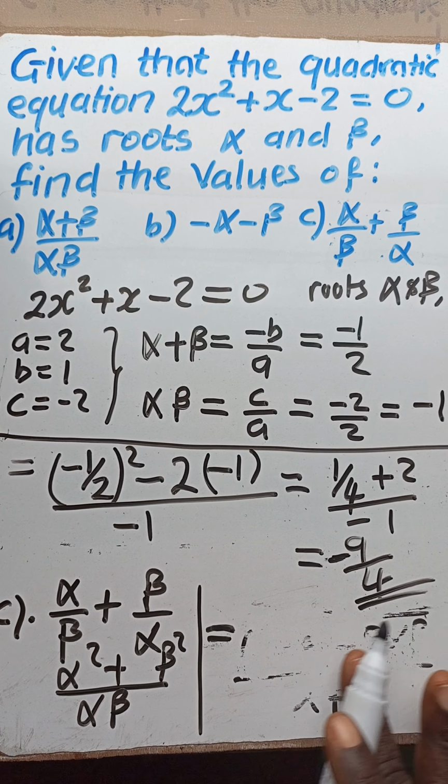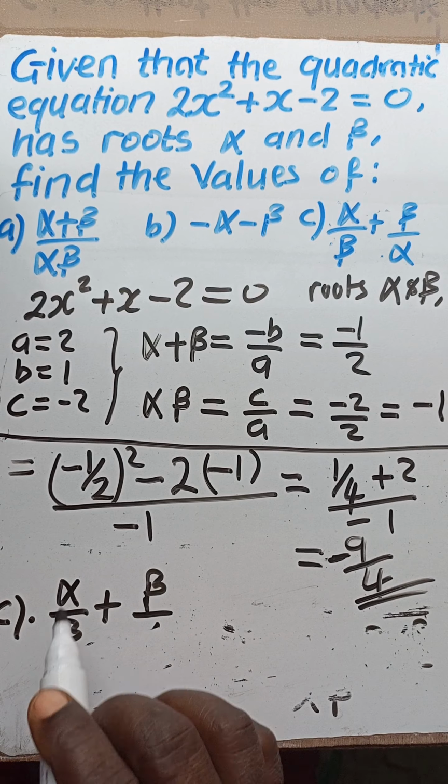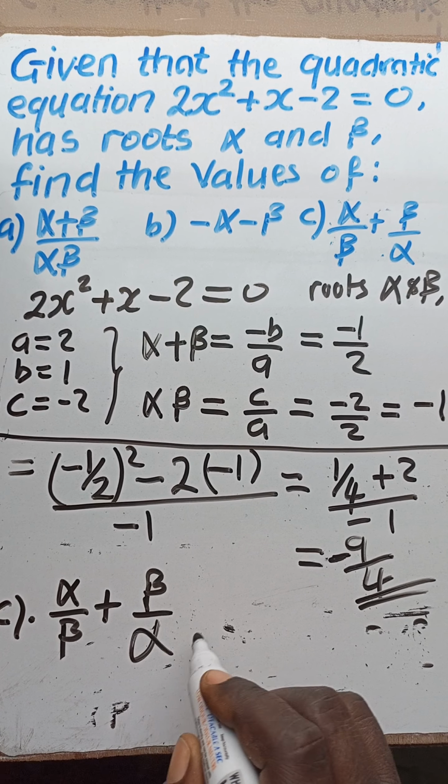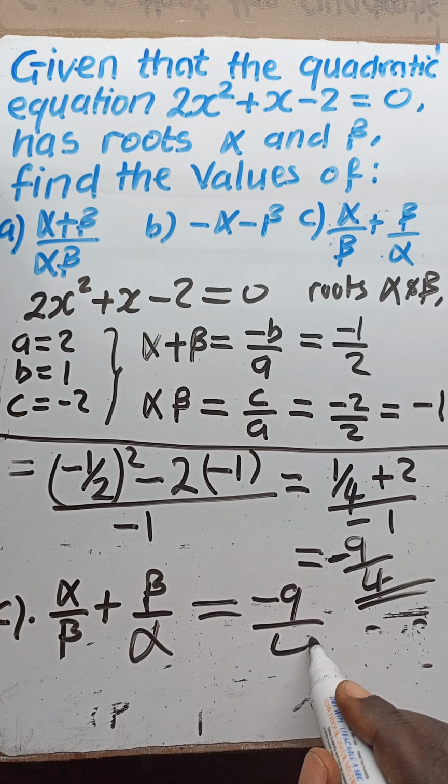So this expression here, alpha/beta + beta/alpha, will just be -9/4.